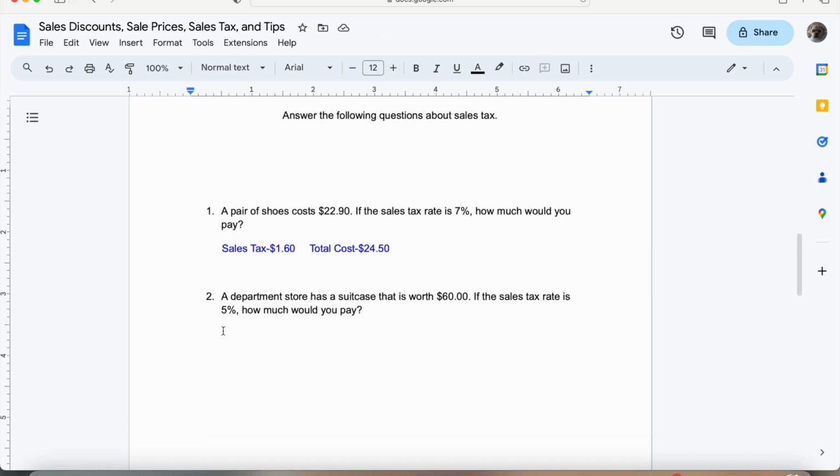For number two, a department store has a suitcase that is worth $60. If the sales tax rate is 5%, how much would you pay? All right.